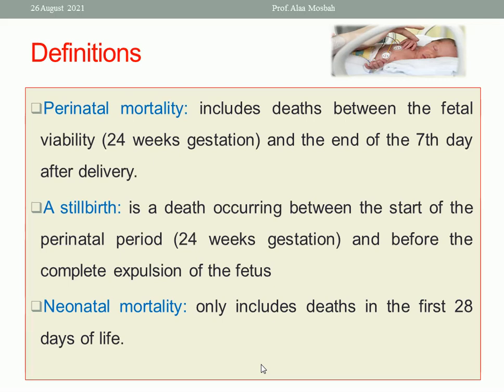Okay? What is the definition of stillbirth? Stillbirth, death occurring between the start of perinatal period, gestation age 24 weeks as regards UK, and before complete expulsion of the fetus. What is the neonatal mortality? Neonatal mortality means death in the first 28 days of life.